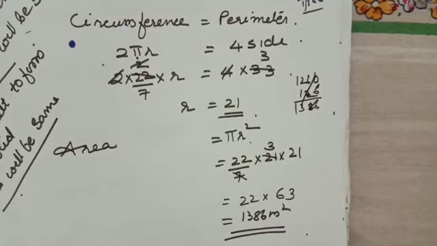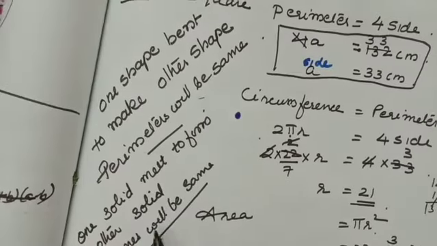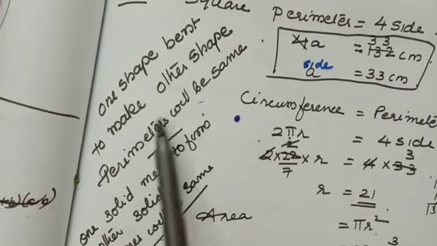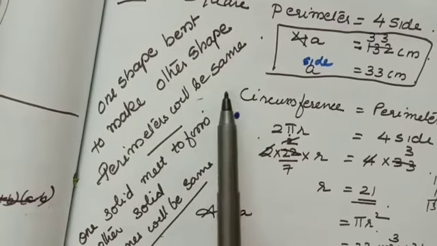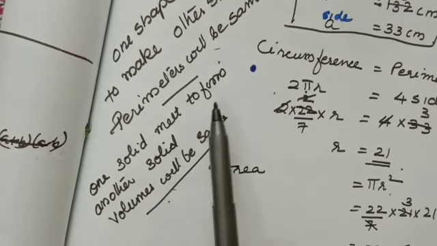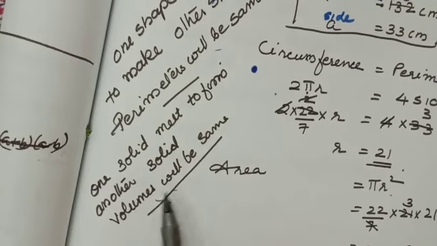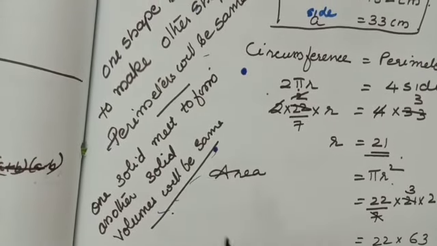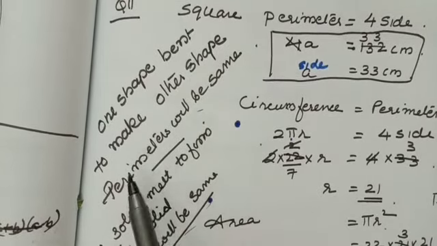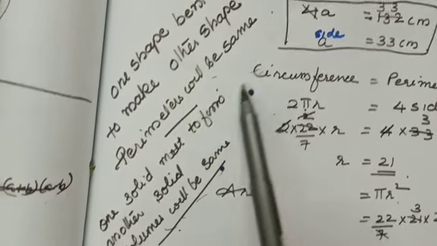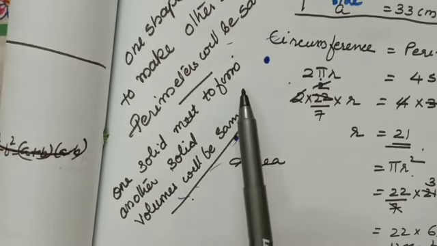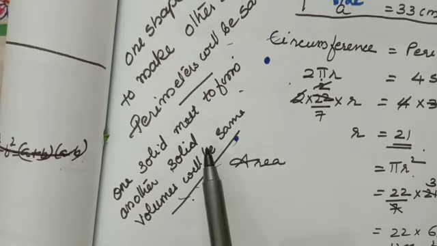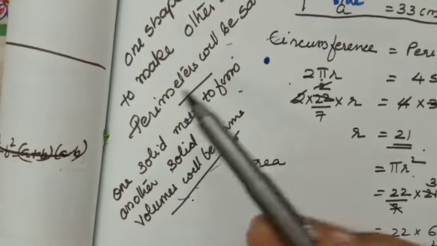1386 meter square. Okay, here I have given the clue. When one shape is bent to make another shape, the perimeter will be the same. When one solid is melted to form another solid, the volume will be the same. Okay, you can check the hints. One shape bent to make another shape, perimeter will be the same. One solid melted to form another solid, volume will be the same.